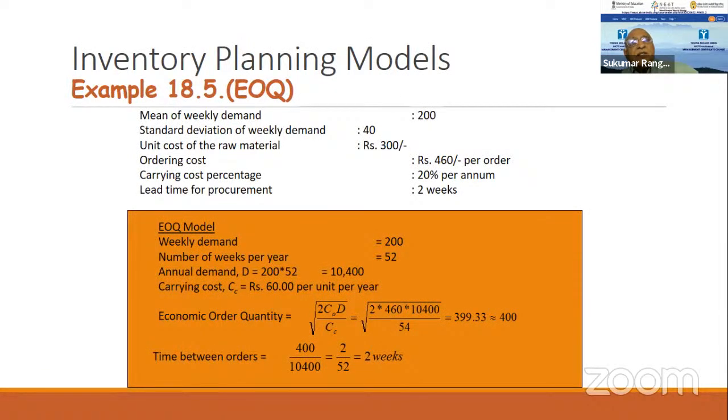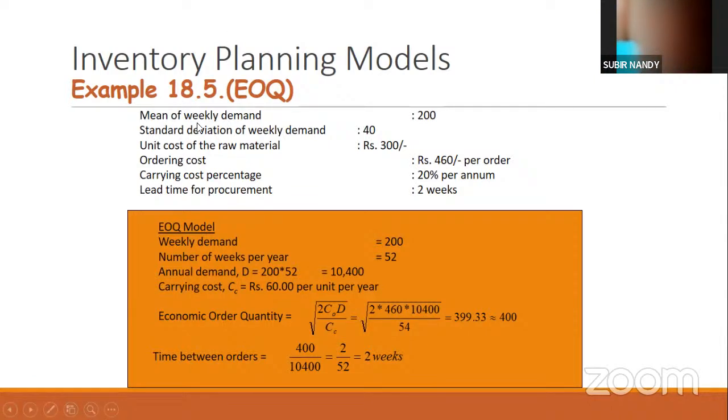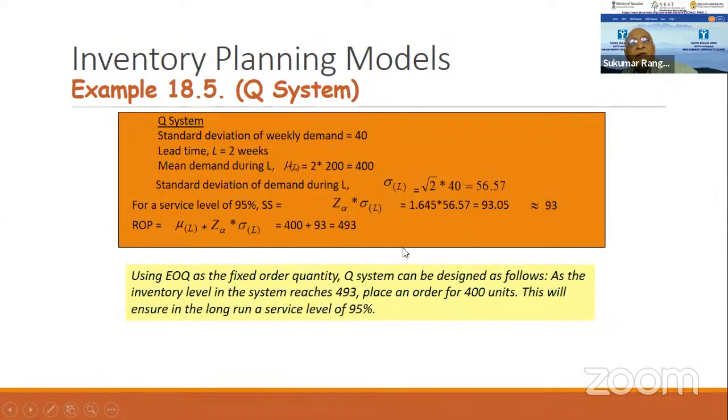Inventory planning models, economic order quantity: mean of the weekly demand, standard deviation of weekly demand, unit cost of material, ordering cost is this much, carrying cost is 20% per annum, lead time for procurement 2 weeks. Then the time between orders is this much, EOQ is this much. So you get an EOQ and frequency of ordering.